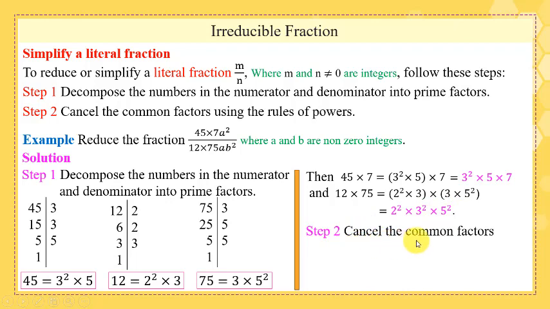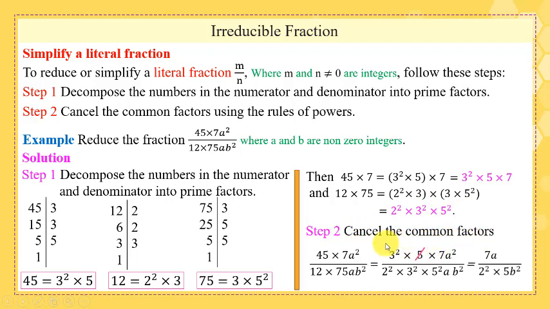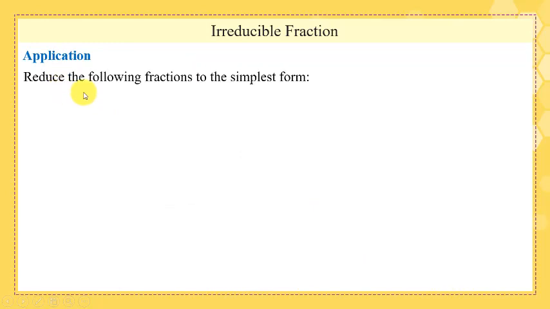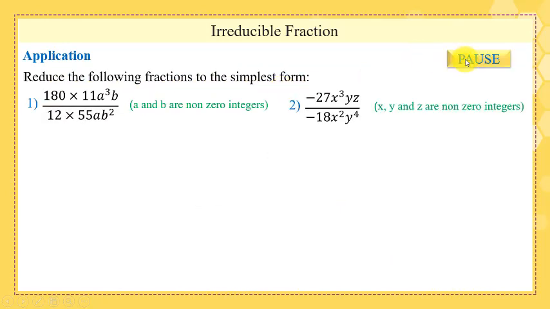Now, step 2, cancel the common factors. As we can see here, using the rules of powers, we can cancel 3 squared with 3 squared and 5 with 5 squared. And a squared over a is equal to a. Then the result will be 7a over 2 times 5b squared. Let's see this application. Reduce the following fractions to the simplest form. Now please pause the video and try to solve this application.